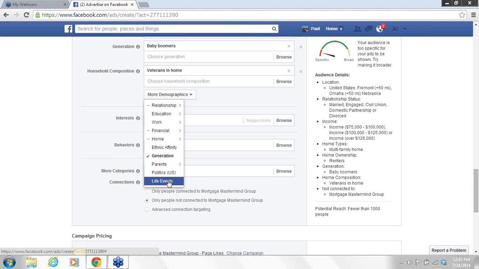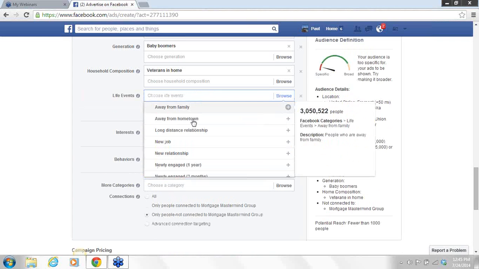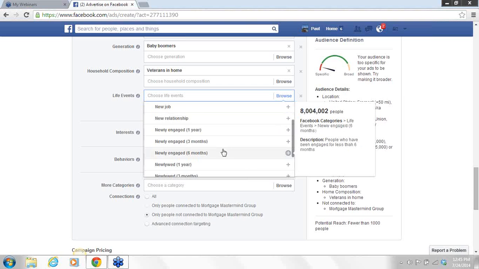And then life events is another good one. Away from home, away from hometown, new job, new relationship, newly engaged. That's huge. Newly engaged 1 year, newly engaged 3 months, newly engaged 6 months, and then you've got newlyweds. Those people are going to be likely to be purchasing a home. Now here's another one that is recently moved. Recently moved will let you know, hey, that's somebody that either moved into an apartment or purchased a home recently. The demographic is there.